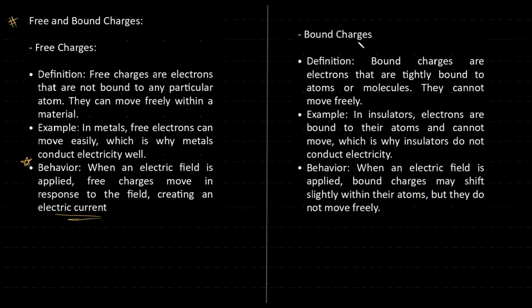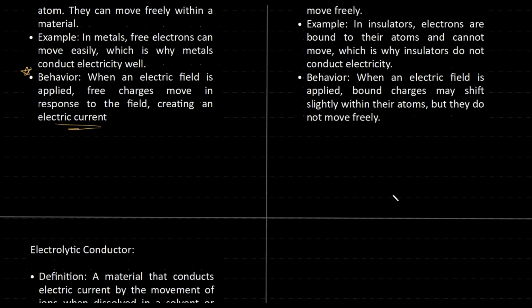While in bound charges, the behavior is such that we see a slight shift within the atom or molecule. So things get polarized and there's no flow of charges per se. Right, guys? And one last term.